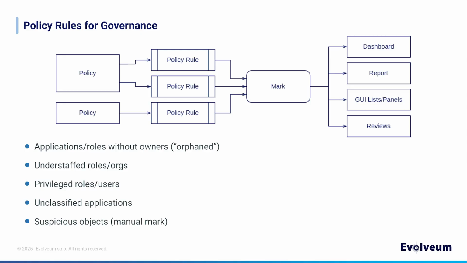We are working on a set of marks and policy rules that will be pre-configured in MidPoint. You will see in the demo there are marks for orphaned applications and roles, and roles that are understaffed. That means they do not have proper staffing, do not have enough people in them. There are marks and also policies for privileged roles. And if you've been on webinars last year, you probably remember classifications. So these are incorporated into these mechanisms as well.